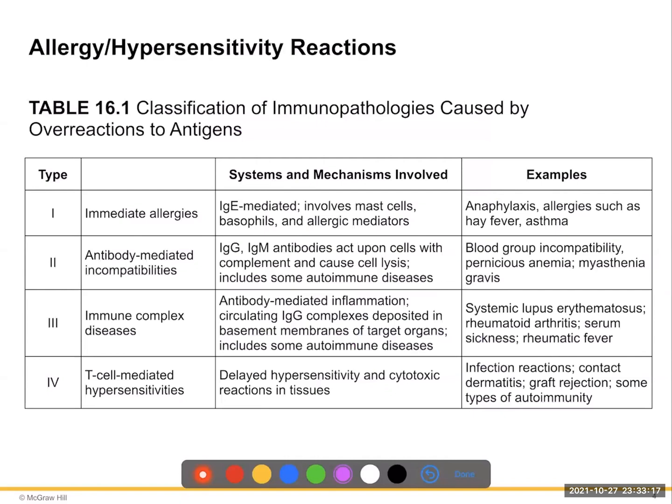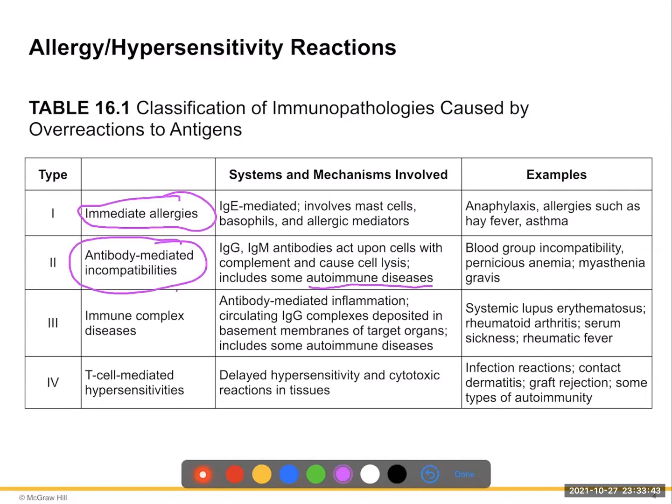All right. So we just talked about type 1, which is immediate allergies. They're IgE mediated, involving mast cells, basophils, and allergic mediators. And type 2 was antibody-mediated incompatibilities, where IgG and IgM antibodies act upon cells with complement and cause cell lysis, including some of your autoimmune diseases, like lupus.